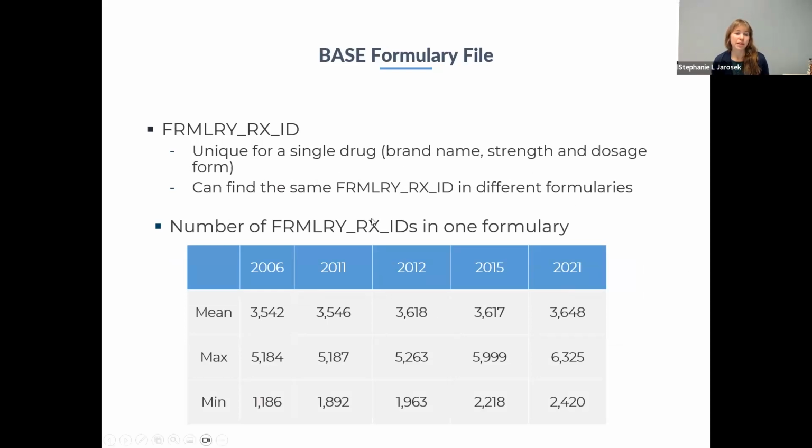The number of formulary RX IDs in one formulary has increased over time. The average has been around 3,500, but the maximum has definitely increased. Some formularies have 6,000 formulary RX IDs, and the minimum has increased as well. So the minimum number of RX IDs on a single formulary is 2,400 in 2021.